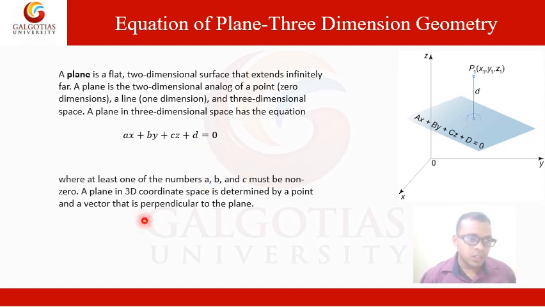In this way, you can understand the plane in a three-dimensional figure. You can easily plot it, you can easily understand the plane, the slope, and the angles. Actually all are the same things. A plane in three-dimensional coordinate space is determined by a point and a vector that is perpendicular to the plane.